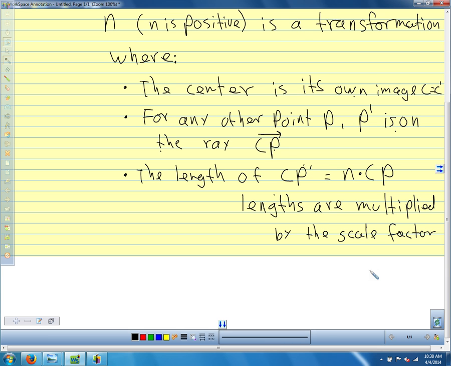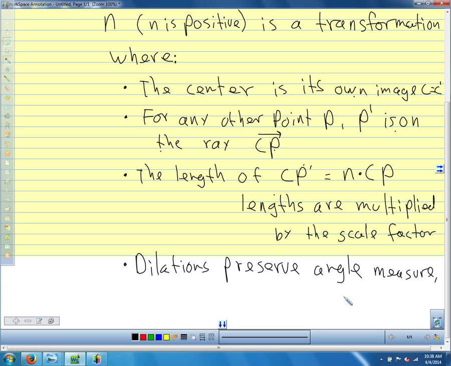So dilations do not preserve length. That's why they're not a rigid transformation. They don't preserve length, but they do preserve angle measure. And I'm going to re-emphasize: not length. In dilations, lengths are multiplied by the scale factor. So length is not preserved, but dilations do preserve angle measure.